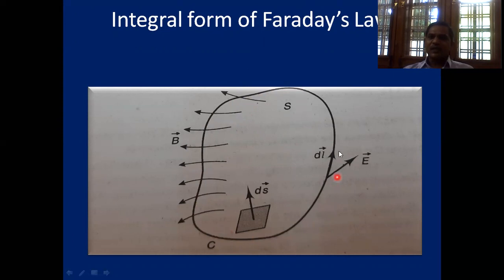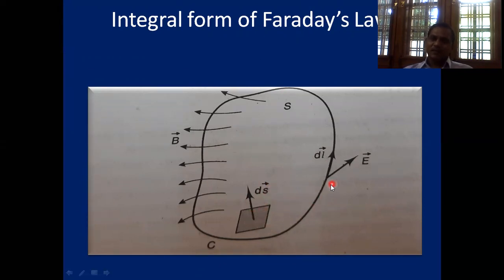If this total area is divided into very small infinitesimal area elements, each equal to ds bar, the small area element is a vector quantity. The direction of ds bar, we know, is perpendicular to that surface, along the normal unit vector drawn to that surface area element. So this is the direction of ds bar. So this closed surface is divided into small area elements ds bar, right?